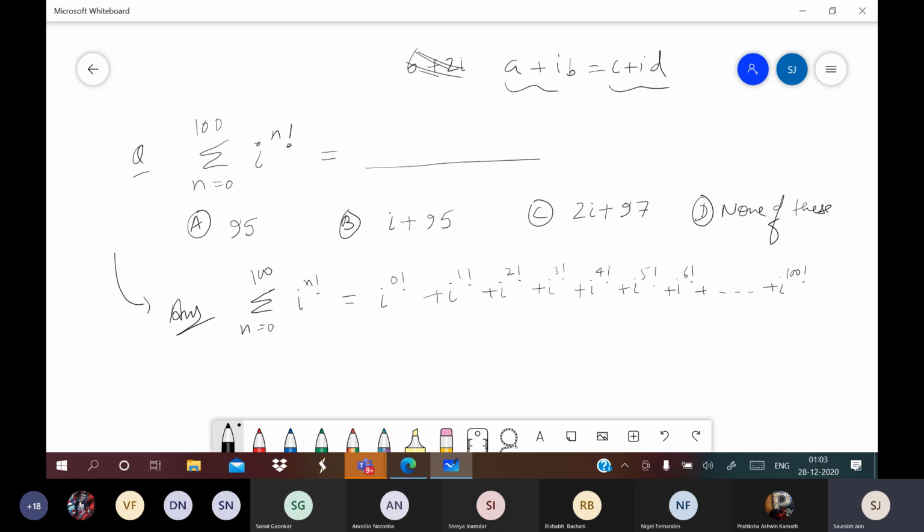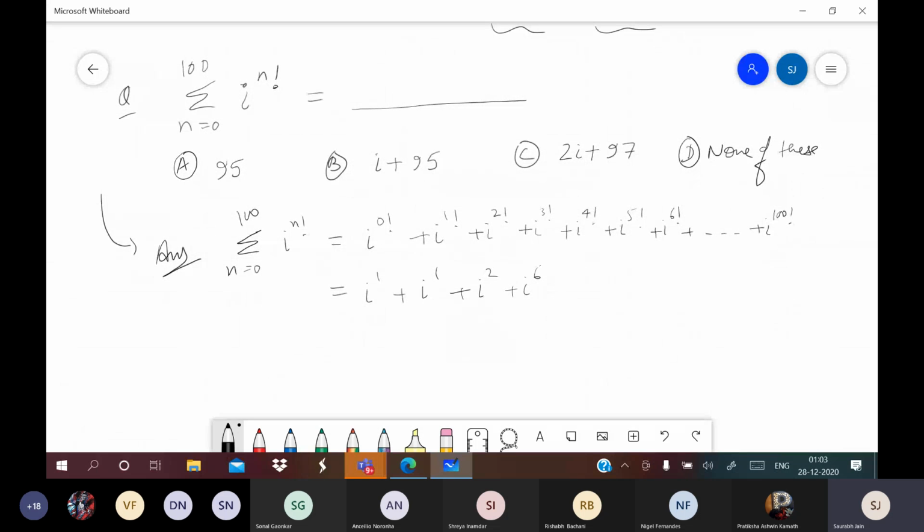Now write some starting values of factorial, like 0 factorial is 1, this is also 1, this is 2, iota to the 3 factorial is 6. And now listen very carefully. From these terms onward, the value of each of these terms will be 1 only. I will tell you why. The value of each of these terms will be 1.